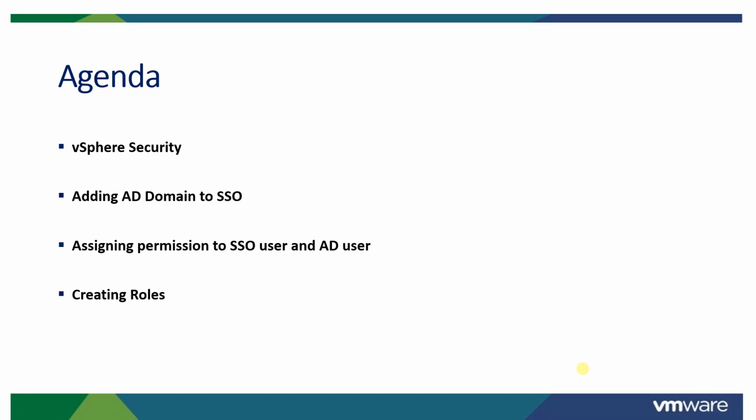In this session, we are going to discuss vSphere security. Then we will see how to add an Active Directory domain to single sign-on, and assign permissions to single sign-on users and Active Directory users. Then before we conclude, we will look at how to create roles. This is the agenda. I am just giving the overview. In detail, we are going to deal with each and every topic in this session. We are going to perform lots of hands-on labs as well.